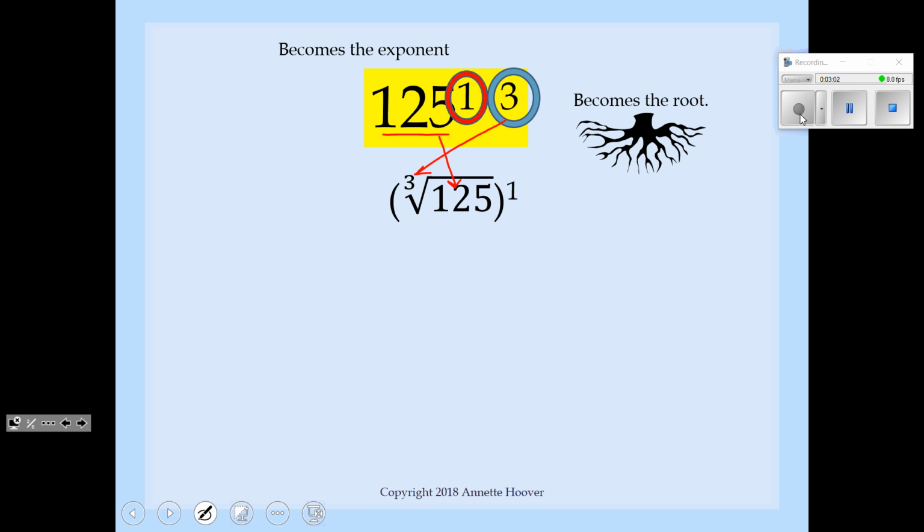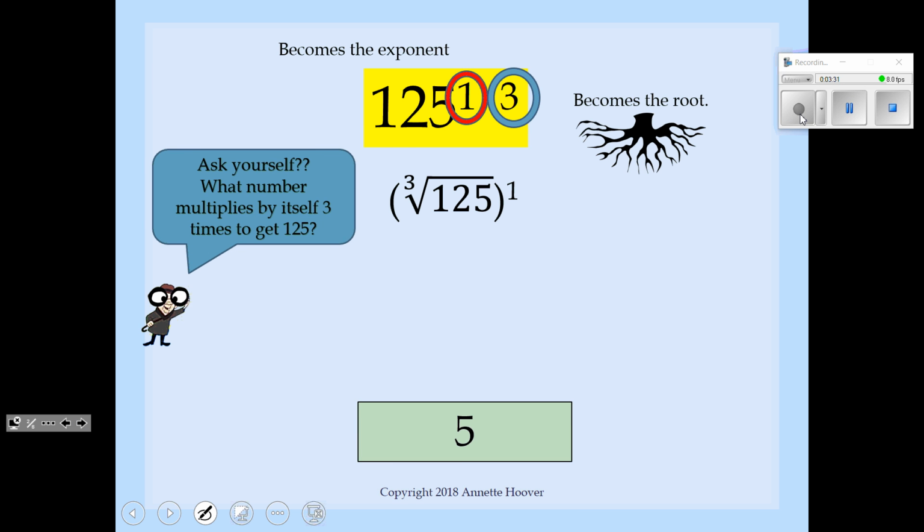Now, how do we evaluate this? Well, we always have learned to solve PEMDAS, parentheses first. So the first thing we're going to do is ask ourselves the cubed root of 125. What number multiplies times itself 3 times to get 125? That would happen to be 5. So now we have 5 raised to the 1st power, which is just 5. So it looks kind of scary, but once you learn how to rewrite these and evaluate them, they're actually pretty easy.